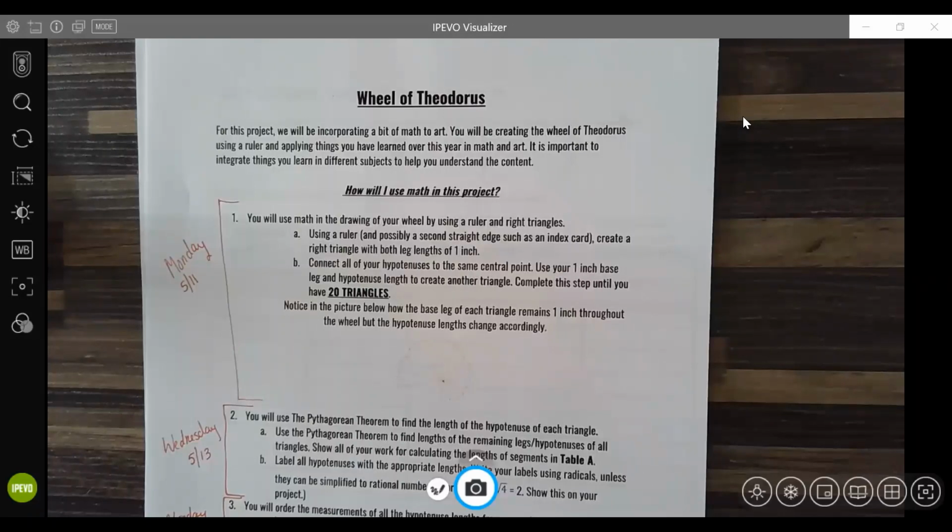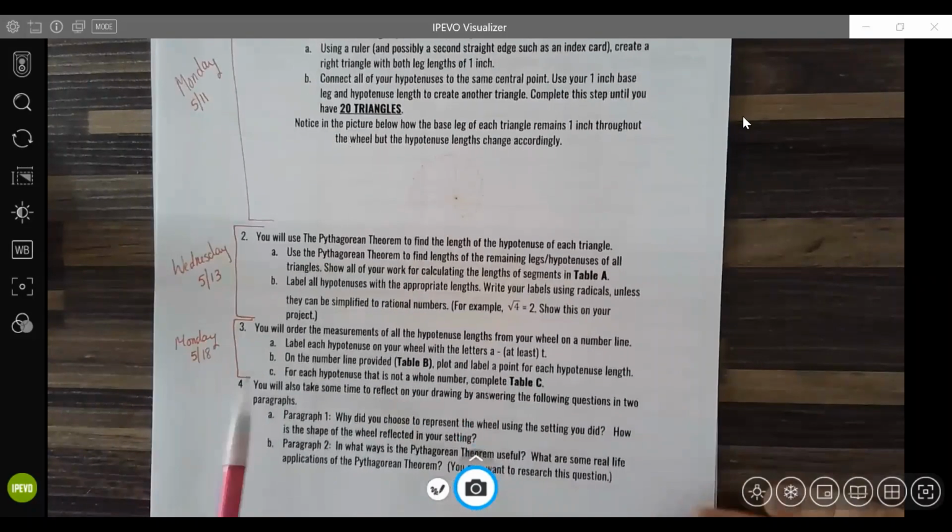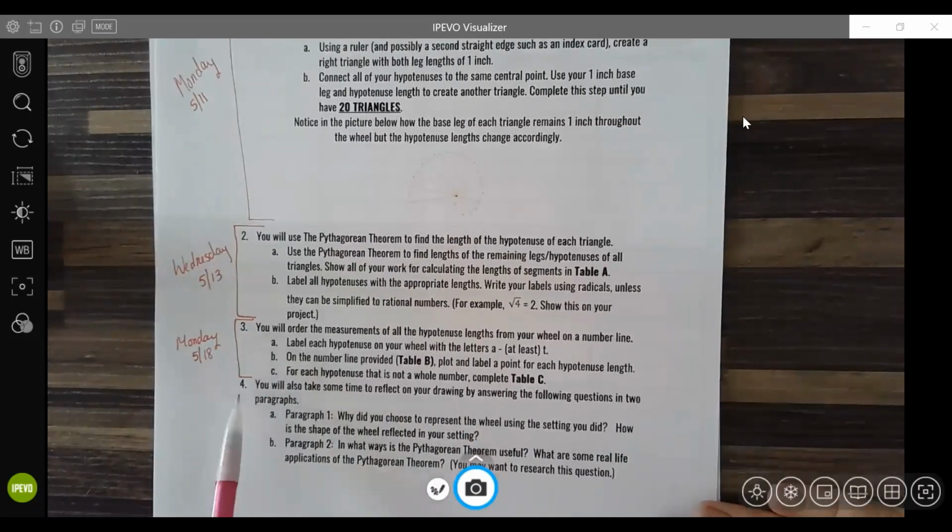So this video is to explain how to fill in table B, which is a number line for your Wheel of Theodorus project. So we went through sections 1 and 2 last week. Today you are focusing on section 3. So you will order the measurements of all the hypotenuse lengths from your wheel on a number line.